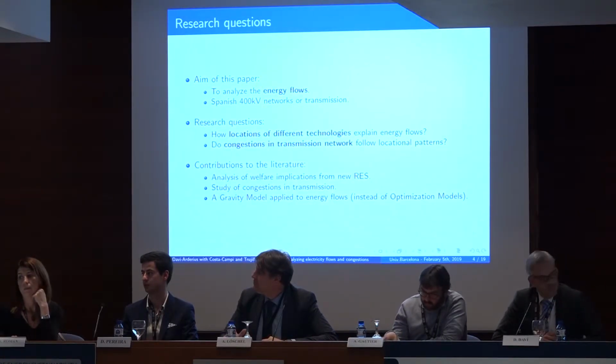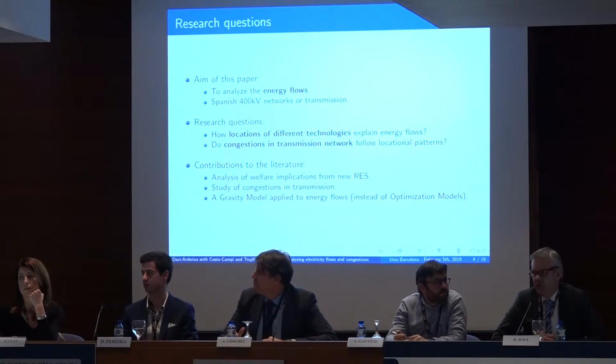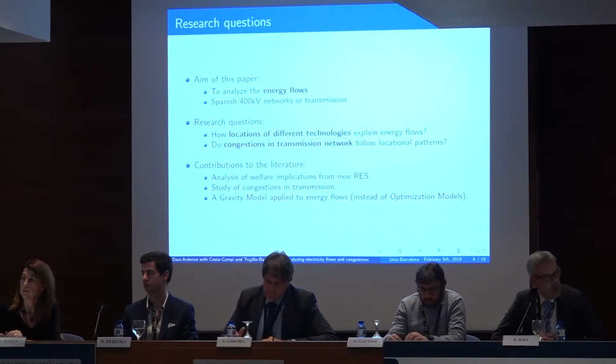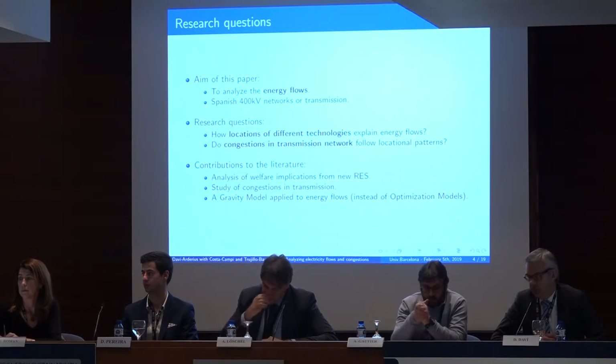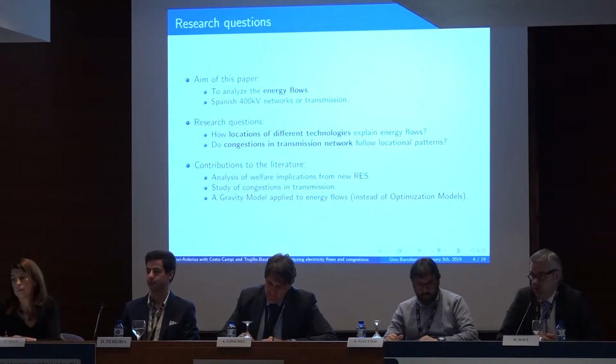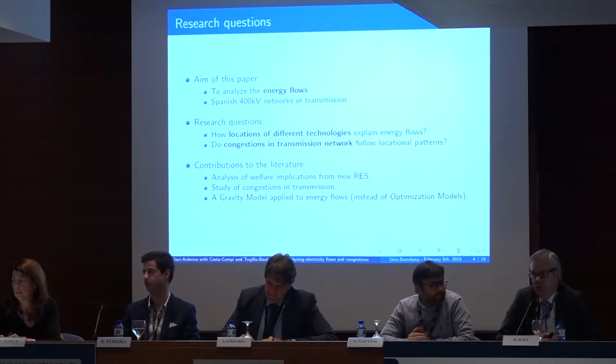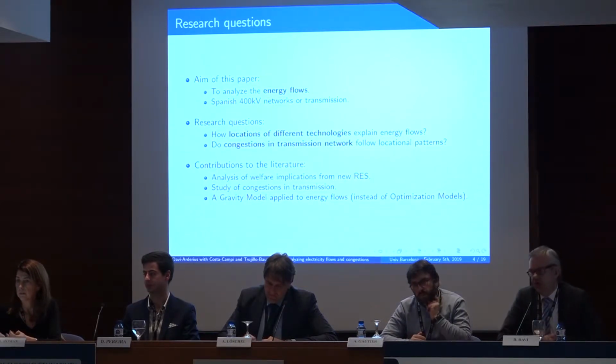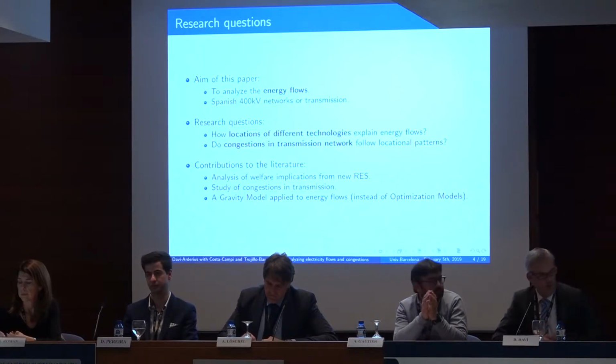For that idea, these are the aims of this paper. We aim to analyze the transmission grid in Spain to know the flows, because we want to answer the following two questions. The first one is how the locations of the existing technologies affect or explain flows, and using that information, if the congestions we have nowadays in Spain could follow locational patterns that could affect potential locations of new renewables.